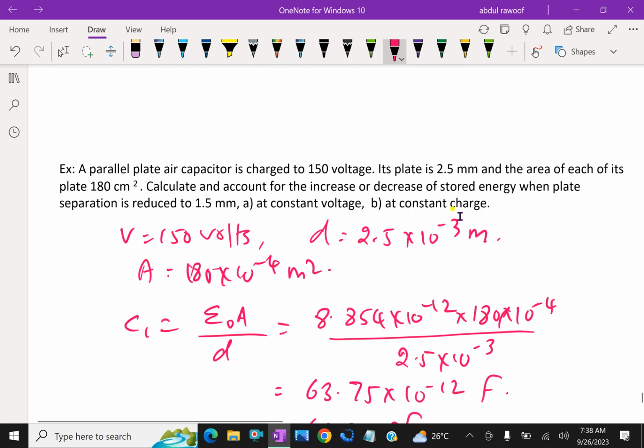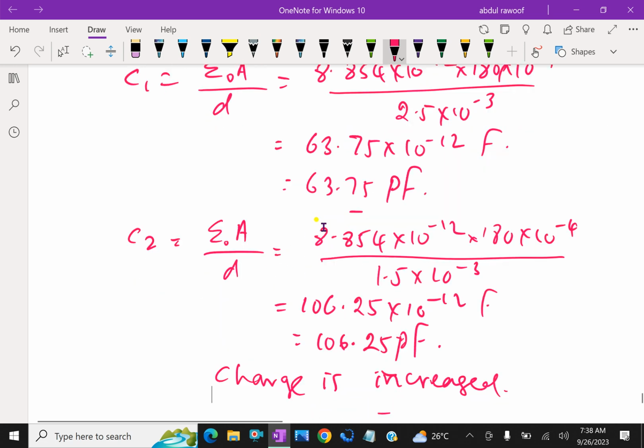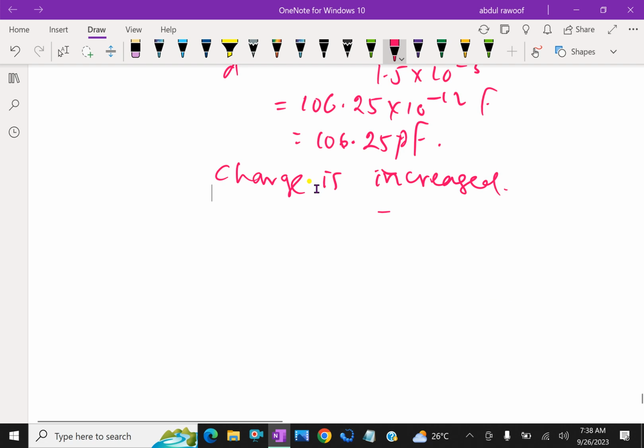Next part of the question. At constant voltage and constant charge, we have to calculate and account for the increase or decrease of stored energy. Here we are finding the change in energy, delta E. First case: now capacitance is increased. Now we have to consider two situations. First one, when voltage is constant.